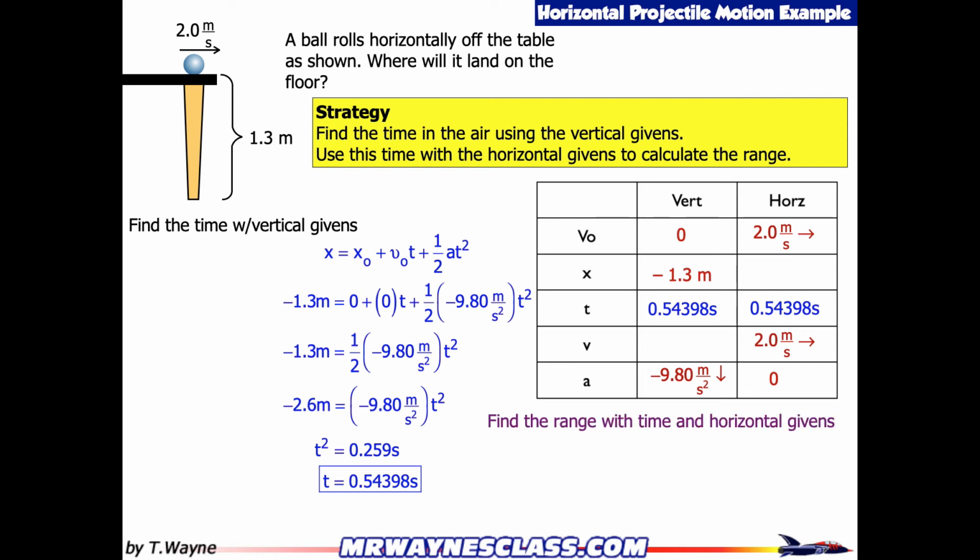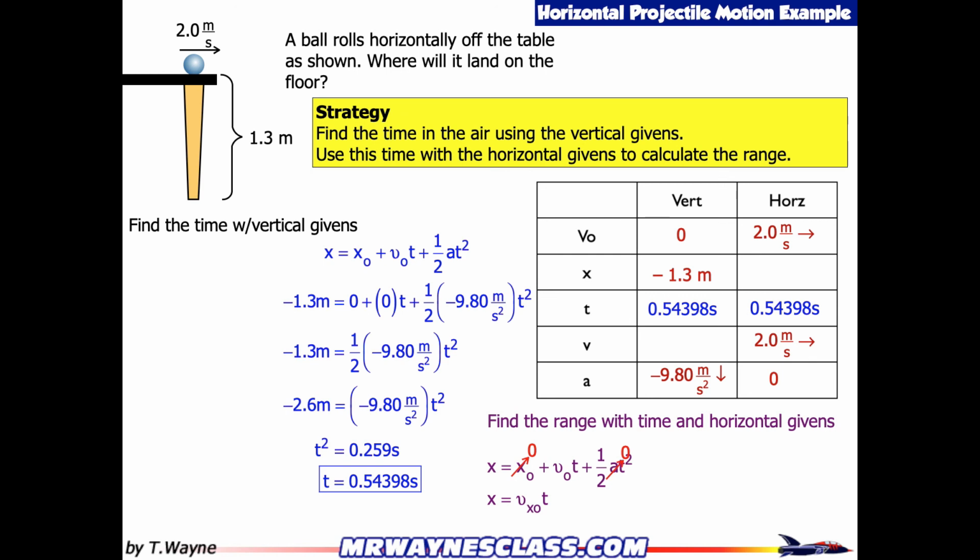So I'm going to find the range with the horizontal givens. x equals x naught plus v naught t plus 1/2 a t squared, and x naught is equal to 0, a is equal to 0 horizontally. So this turns into x is equal to vx naught times t. Sometimes we just call this the range equation, something really simple, or distance equals rate times time even.